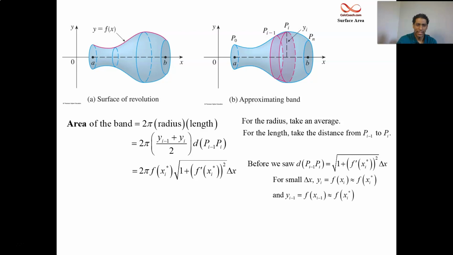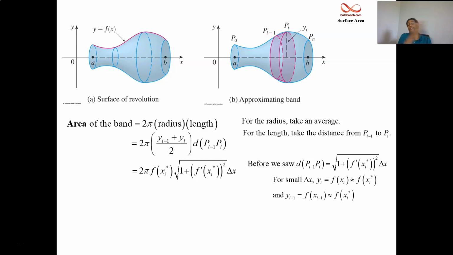So this f of x_i star is going to appear in the entire formula. Both underneath the radical and in the averaging part where we do the y_(i-1) plus the y_i, those are basically both going to be f of x_i star. Add them up and divide by 2. When you have 2 of them, it just ends up as f of x_i star as your generic radius. Okay. All right, great. This is the area of this one particular band.